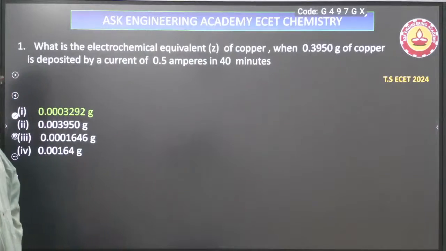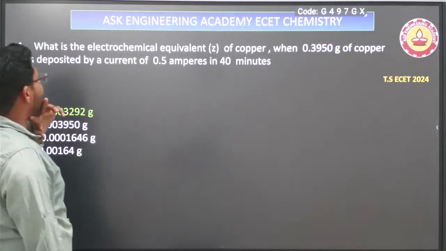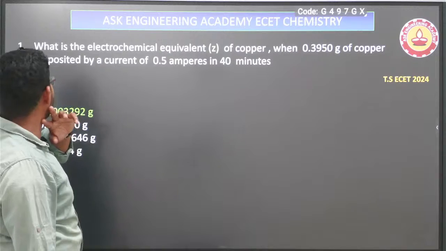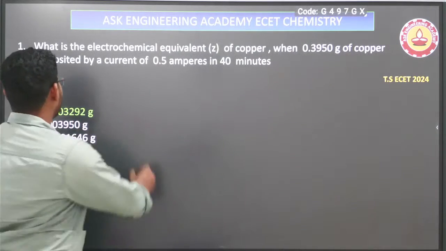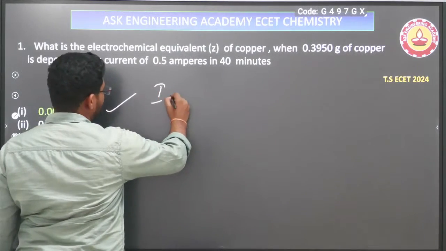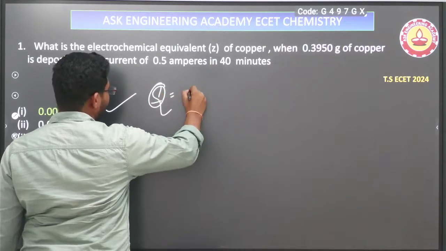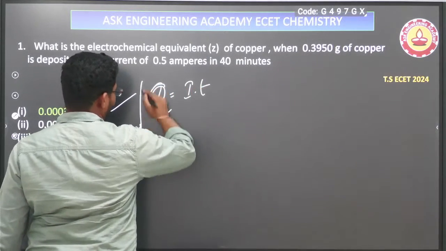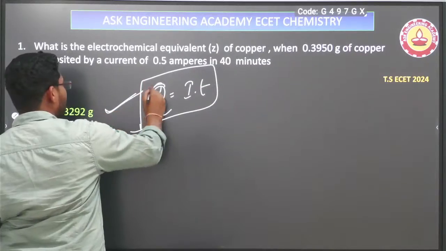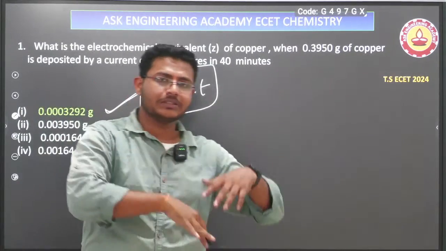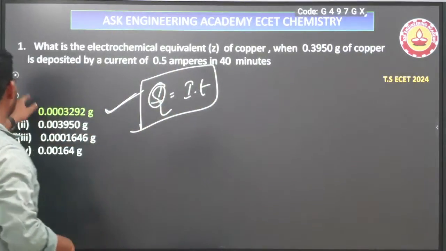I already explained this. What is the electrochemical equivalent of copper when copper is deposited by a current? By using the formula Q = IT, this is the formula used to calculate this. If you substitute all the terms into it, you can get an idea about this.